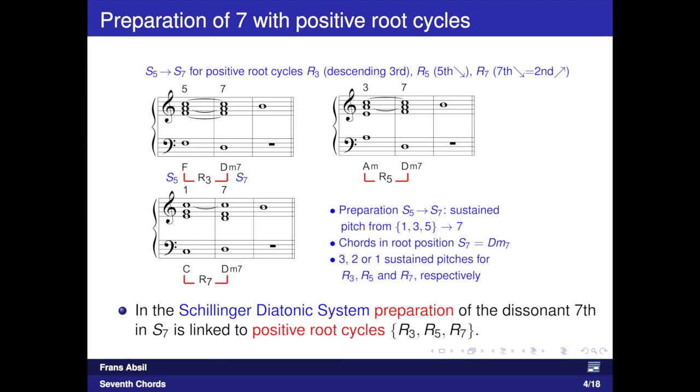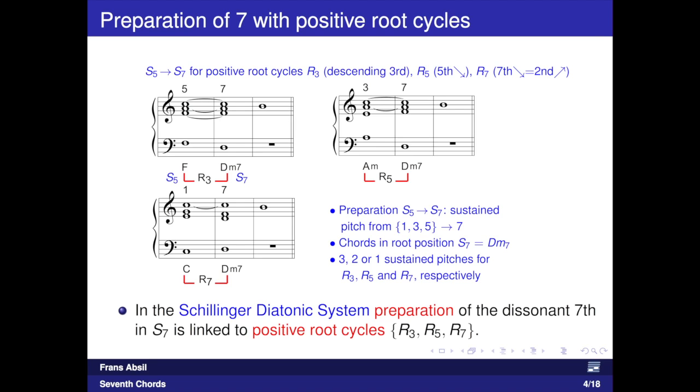Respecting the rules for preparation of the seventh, we get the three solutions shown here. We must prepare the dissonant seventh by sustaining the pitch C from the previous chord where it has a consonant chordal function 1, 3 or 5. In the first case we start with C as the fifth, so the chord is the F major triad, an S5. The chord progression therefore is F major to D minor 7th, corresponding to the positive root cycle R3, a descending third.